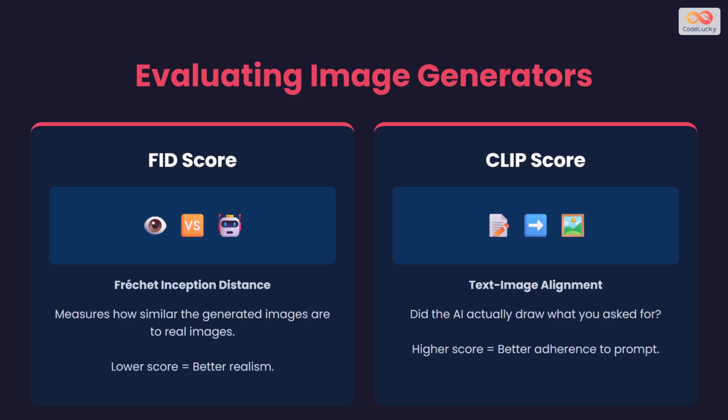When it comes to AI that creates images, we use different metrics. The FID score measures realism. A lower score means the image looks more like a real photograph. The CLIP score measures how well the image matches your text prompt. If you asked for a cat on a skateboard, did the model actually draw a cat on a skateboard?